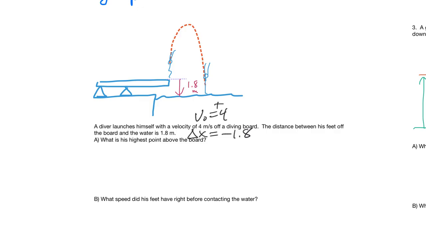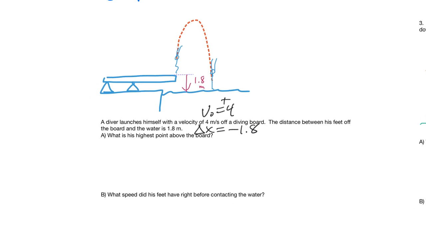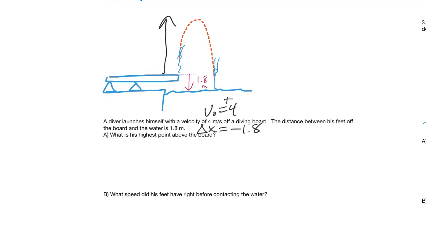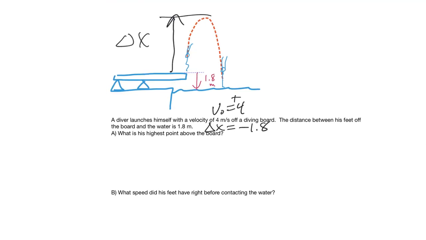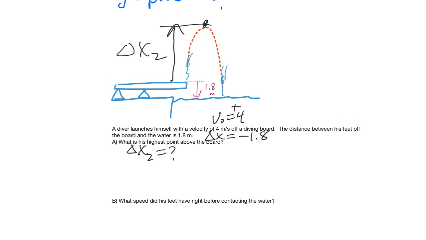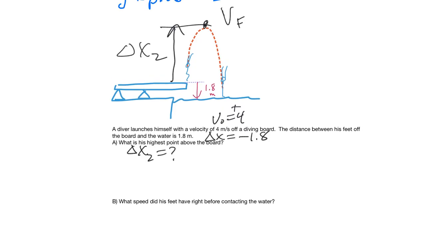Okay, that's another delta x. Let's call that delta x2. That's what I'm looking for. Well, we know at the top, we'll call that VF. So let's call it VF is 0 at the very top. G, or A, is negative 10.